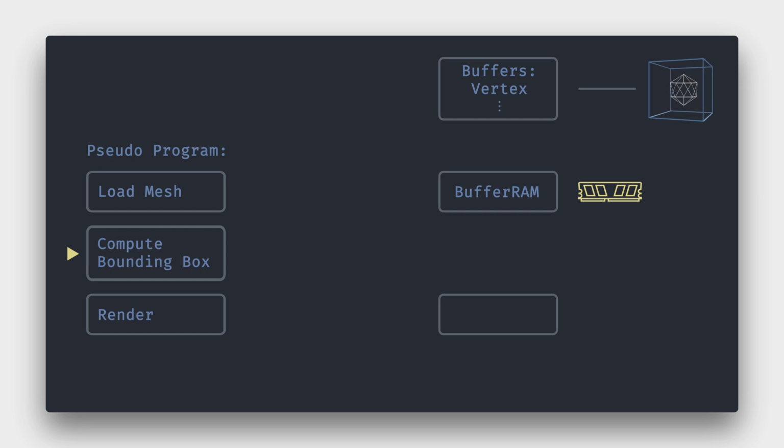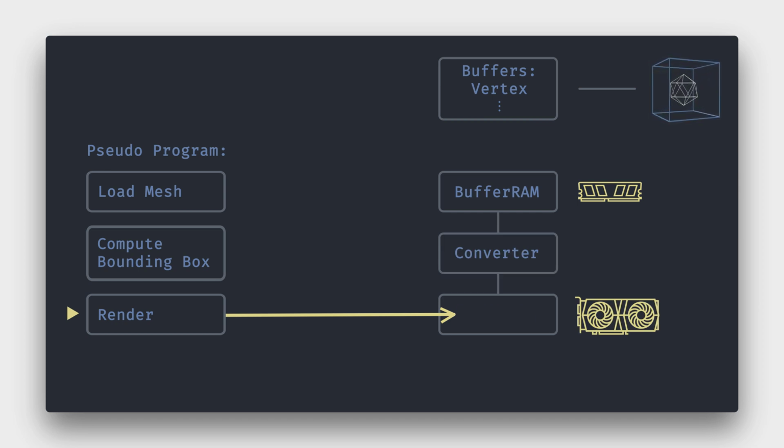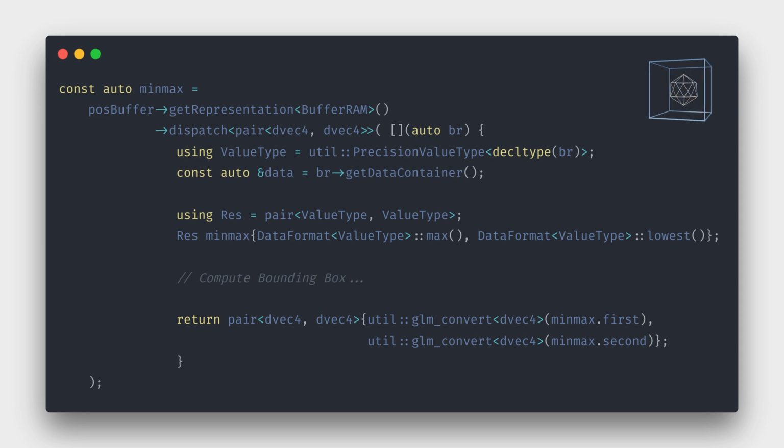If a requested representation is not available or not up to date, Inviwo looks for the representation that is up to date and has the shortest chain of conversions to the desired representation. The buffer RAM representation is first used to compute the bounding box on the CPU. Next, the buffers are needed in an OpenGL context for rendering, so the buffer RAM representations are uploaded to the GPU and thus converted to buffer GL representations. In this example, I said the bounding box is computed on the CPU. Let's see how this works exactly.